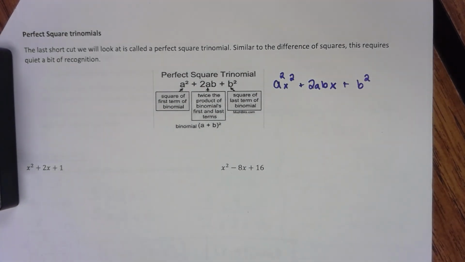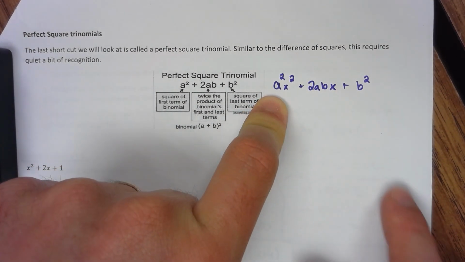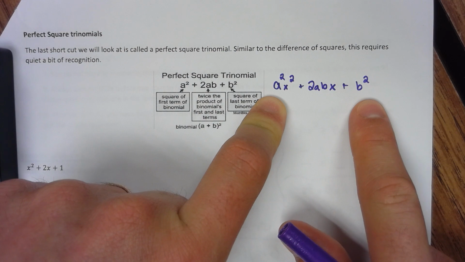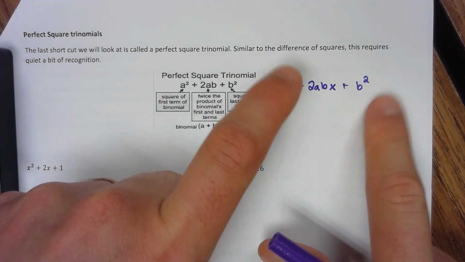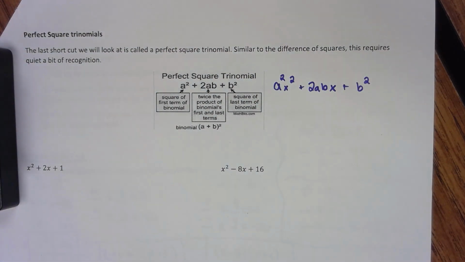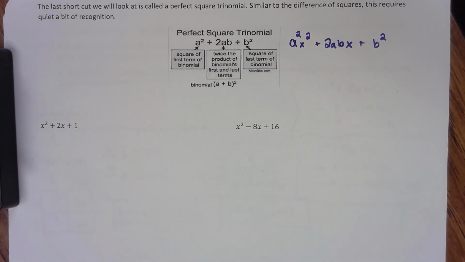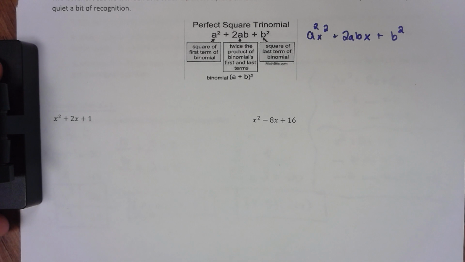And so basically what we're looking for is: is our a value a perfect square? Is the c value a perfect square? And then is the coefficient in front of x, given those two square root values, equal to 2 times a times b? So let's do, again, just a couple of recognitions. And remember, we don't need to have this memorized. In fact, let's start with just factoring this in general.